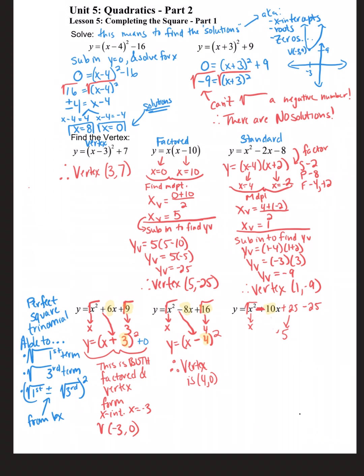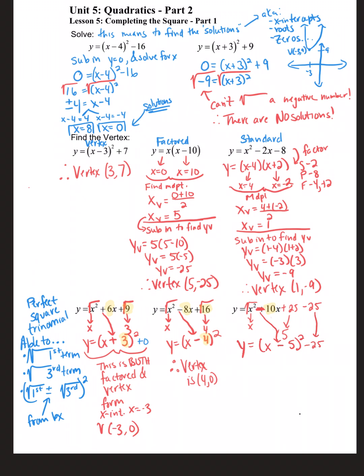Well, now I know I can factor those first 3 terms. So the square root of x squared was x, the square root of 25 is 5, and I know the sign from the middle goes between those two. So I'll have x minus 5 squared, and then I still have this minus 25 that's going to go on the outside of my brackets. Okay, so we need to make sure we add and subtract that same number.